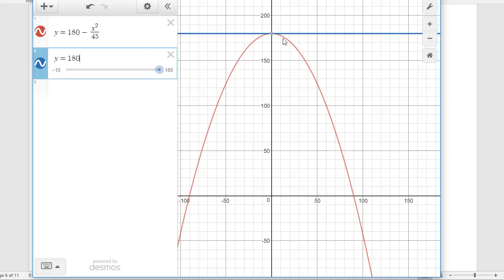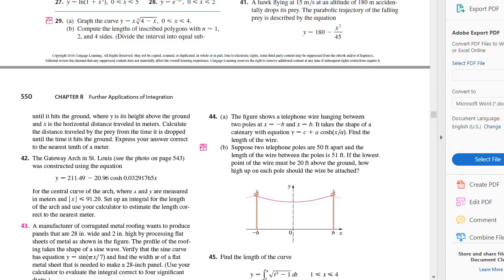So the prey is going to fall till it hits the ground. So we want to find this length. We want to find the length of this curve. What is the distance it travels? We don't want to look at the distance it traveled horizontally. We want to look at the true distance it traveled along this parabolic path. So that's the arc length. That's the length of this parabola along its path.